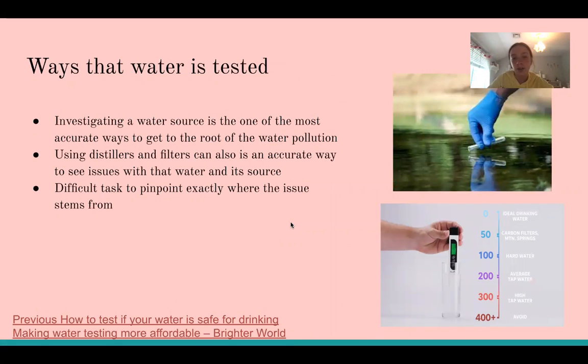Investigating a water source is one of the most accurate ways to get to the root of the water pollution, as well as using distillers and filters, which are also an accurate way of seeing the issues of water and its source. But it is a difficult task overall to pinpoint exactly where this issue stems from.